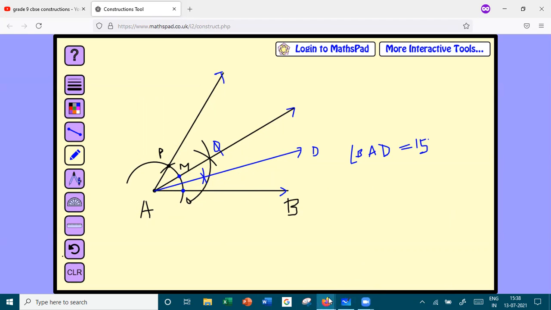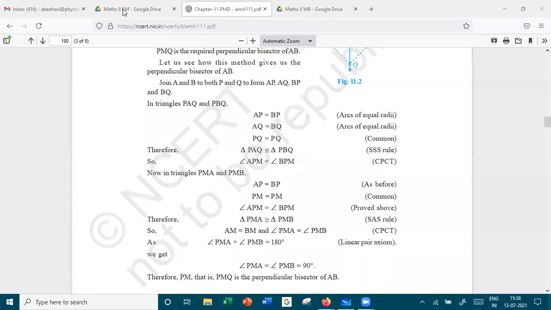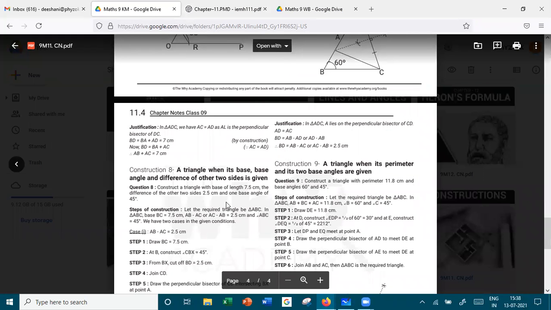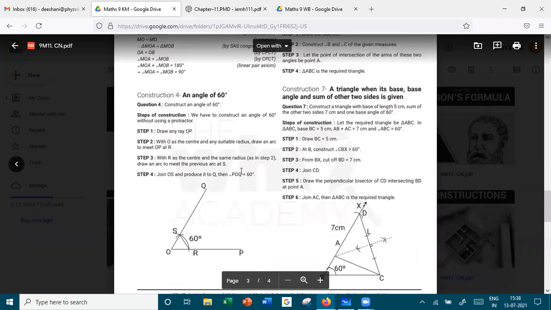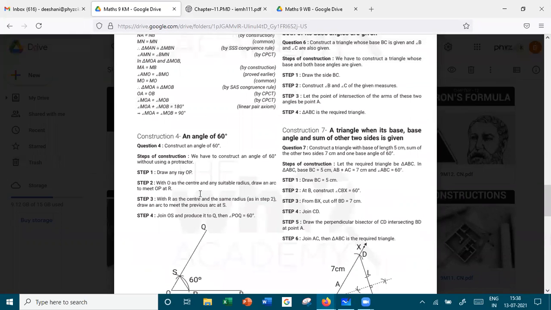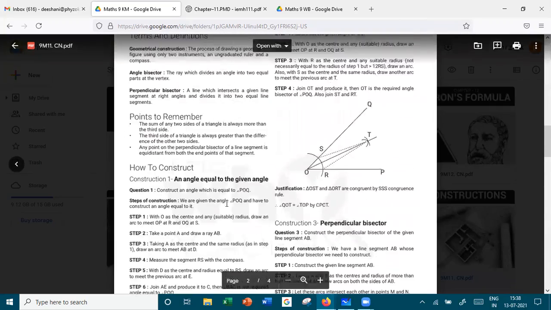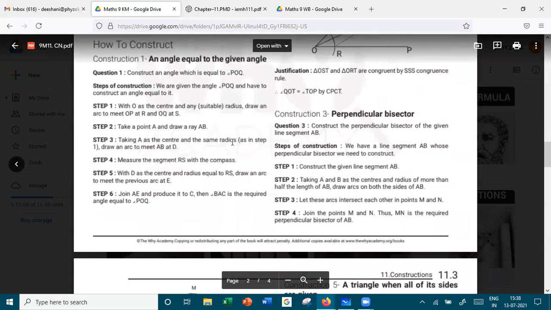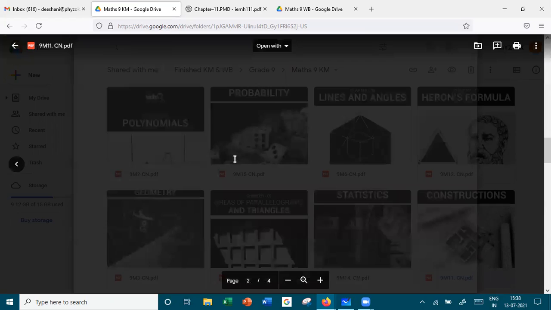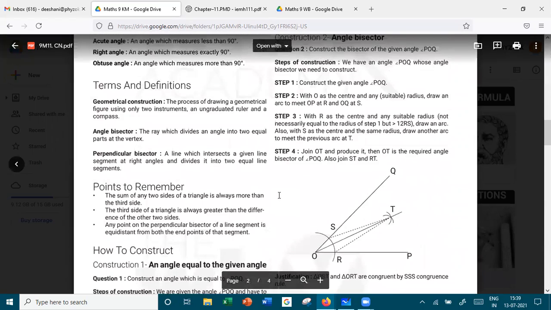Now let's do how to make an angle from a given angle, right? Suppose I am giving you a random angle. How will you make the same angle again? I'll just take you through this procedure because it's very simple. Let me not draw it. I'll draw a perpendicular bisector part. Whenever you're given an angle equal to a given angle, this is what you do. It's the first how to construct in the chapter notes, right?